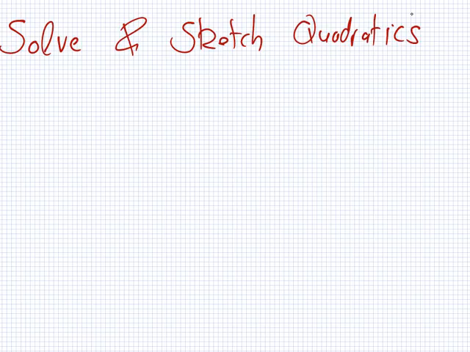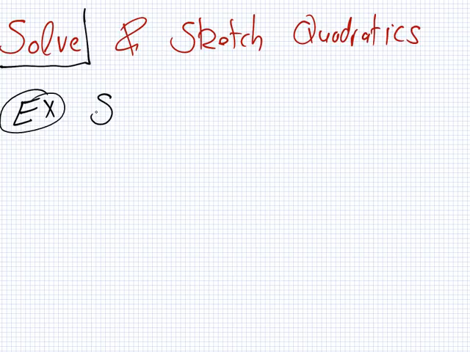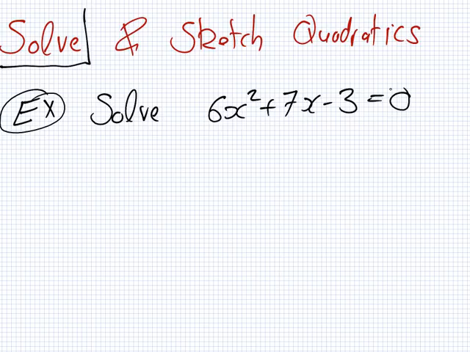So, what we're going to look at is how do we draw quadratics, and there's a few ways to draw them, okay? Basically, we need to find 3 points, at least 2, but 3 points would be best. Let's look at how to solve, which you probably already know how to do. So we have different ways to solve. For example, maybe you want to solve something like this: 6x squared plus 7x minus 3 equals 0.